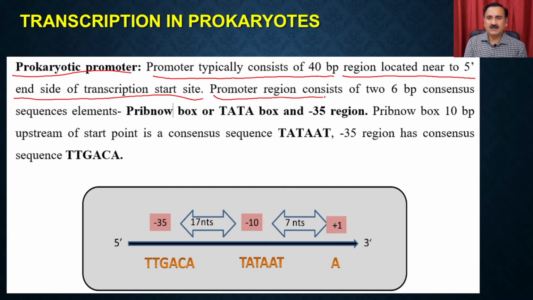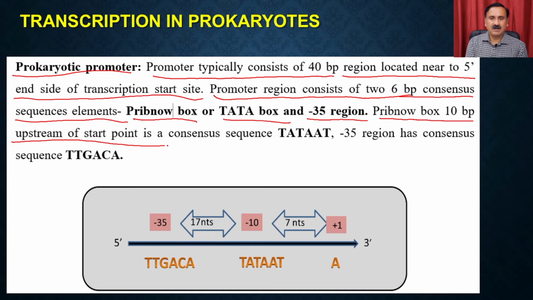The promoter region consists of two 6 base pair consensus sequence elements, which are called the Pribnow box, or TATA box, and the -35 region. The Pribnow box is 10 base pairs upstream of a start codon and has a consensus sequence of TATAAT, whereas the -35 region has a consensus sequence called TTGACA, right? So this is what you are going to have.